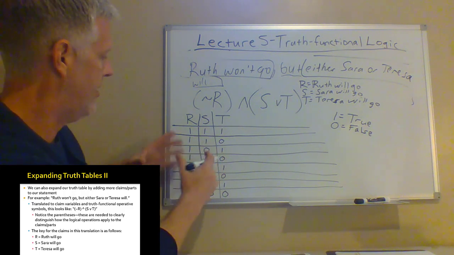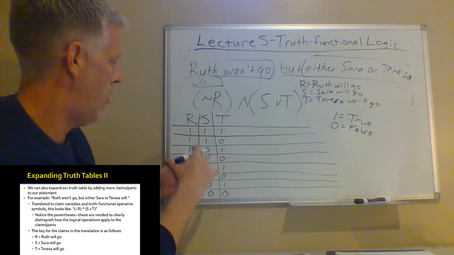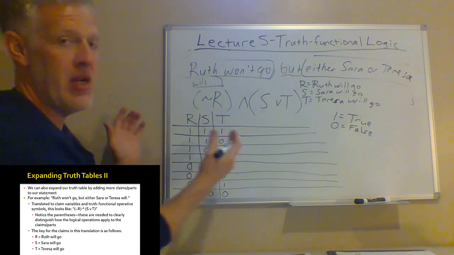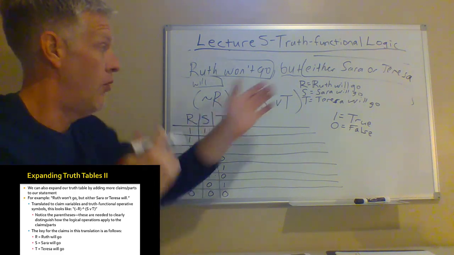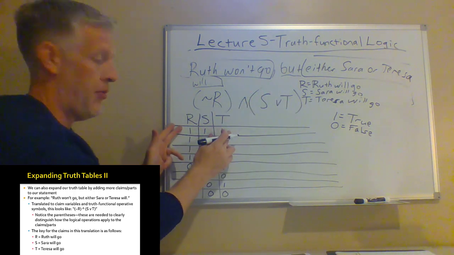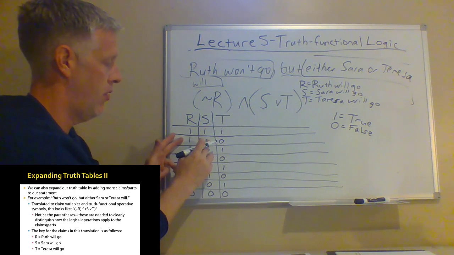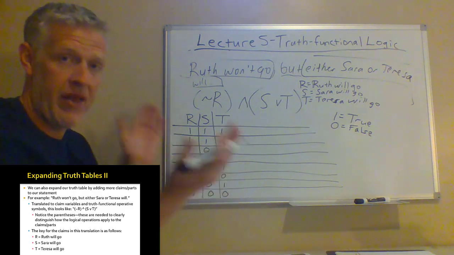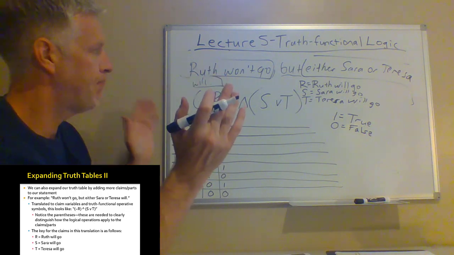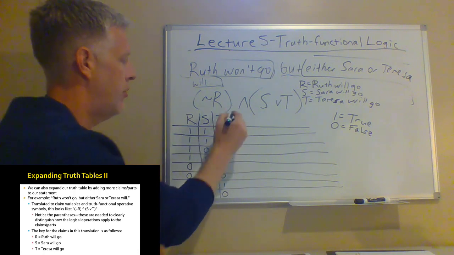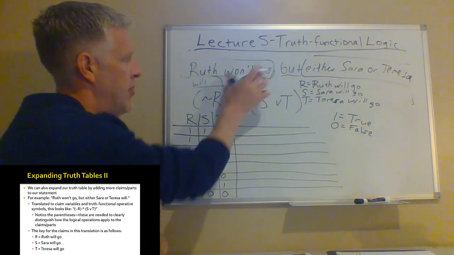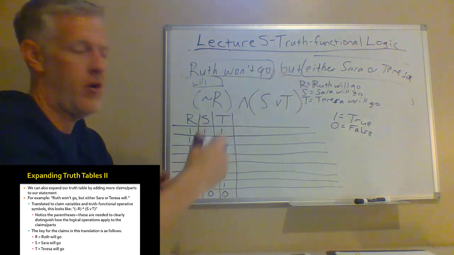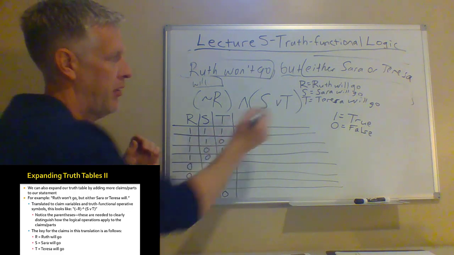If we step back and analyze this, this is representing all possible scenarios with these three basic claims involved. They could all three turn out to be true, okay? Ruth could have gone, Sarah could have gone, and Teresa could have gone. All three of them could have gone, right? Or just Ruth and Sarah, or just Ruth and Teresa, or just Ruth, or none of them, all the way down to none of them go. So we've represented all possibilities, and that's then going to enable us to get to the specifics of what this person has suggested, and analyze whether it as a whole is true or false, depending on whether these particulars are true or false.